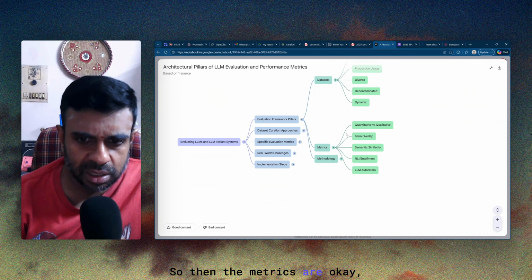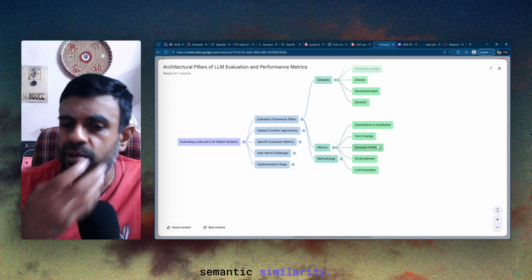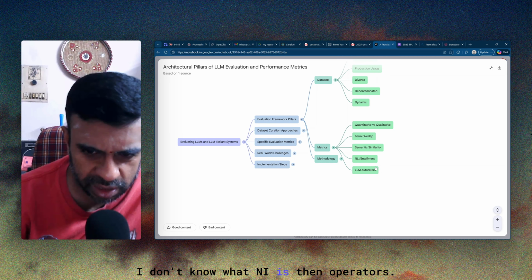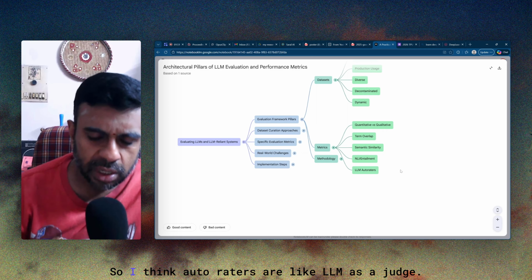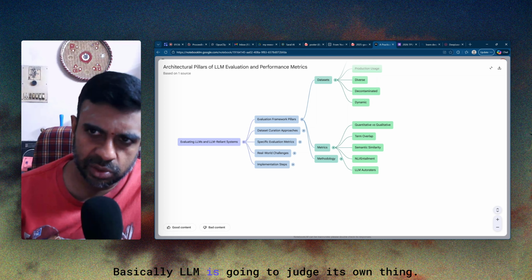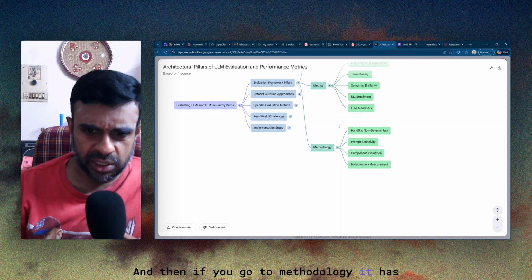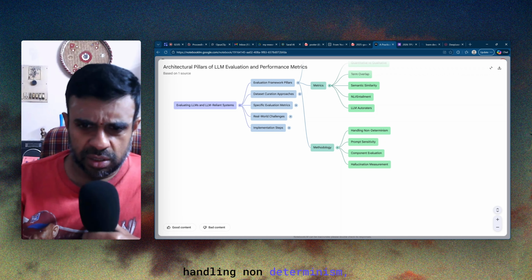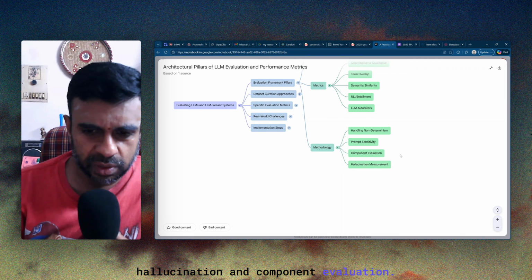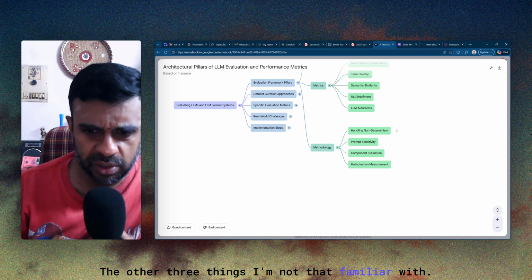Then the metrics are quantitative versus qualitative, term overlap, semantic similarity, then a few others like entailment. I don't know what NLI is. Then autorators. I think autorators are like LLM as a judge. Basically, the LLM is going to judge its own output. So that's the other thing. And then if you go to methodology, it has handling non-determinism, prompt sensitivity, hallucination, and component evaluation. I know what hallucination is. The other 3 things I'm not that familiar with.